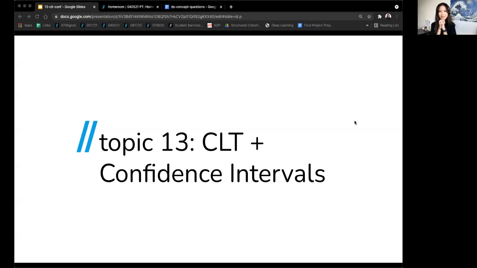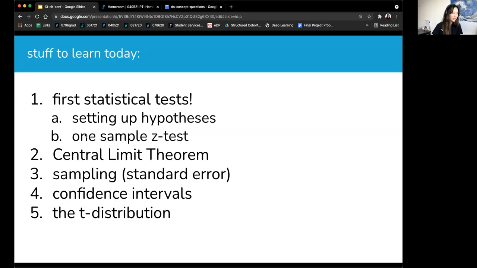All right, so today we're doing topic 13, which is central limit theorem and confidence intervals. Although this is the topic, I have rearranged it a little bit because I do think in another way this makes a little bit more sense. So actually what we're going to be covering is more specifically get into statistical tests. I feel like the end of last topic just feeds nicely into this to begin with. Then we'll go into central limit theorem and then confidence intervals.